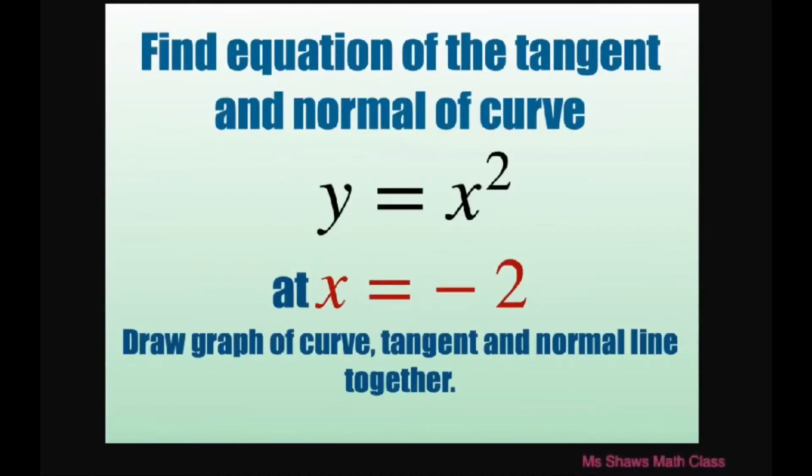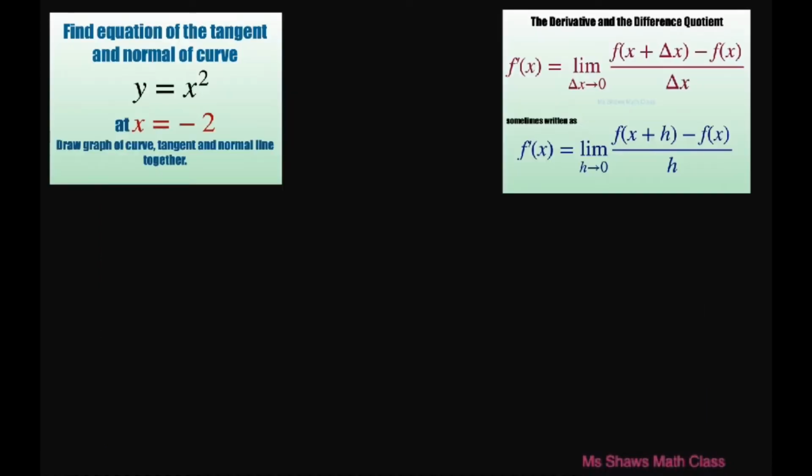Everyone, we're going to find the equation of the tangent and normal of the curve y equals x squared at x equals negative 2. We're going to draw the graph of the curve and the tangent and normal line together. We're using this definition of the difference quotient to get our slope. So this is going to equal your slope.